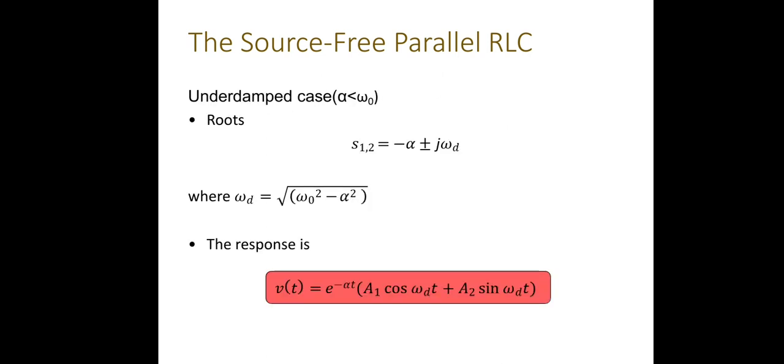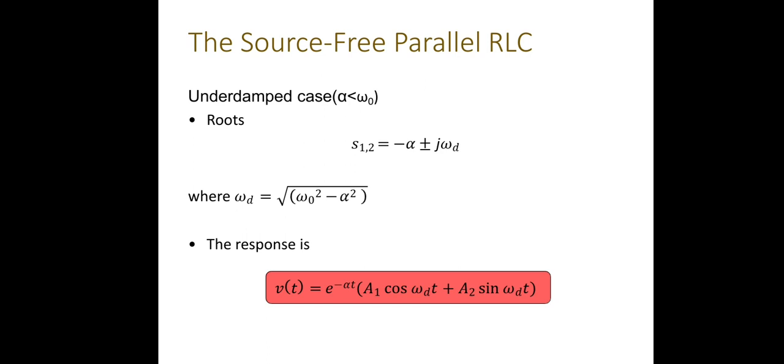And if the two roots are complex conjugates, that indicates the under damped condition, where alpha is less than omega naught. For this condition, both roots S1 and S2 are minus alpha plus j omega d or minus alpha minus j omega d, like this.